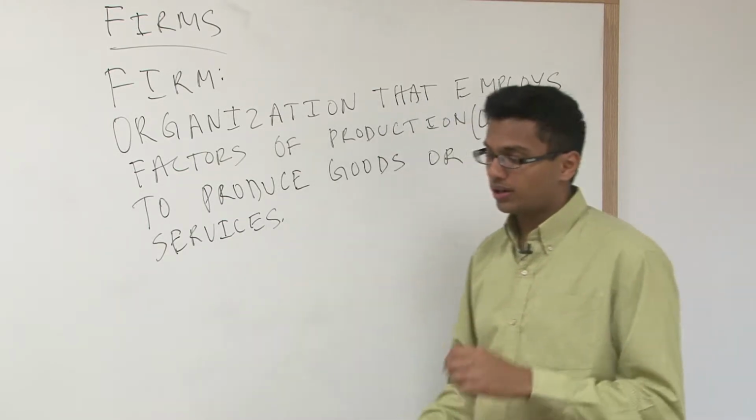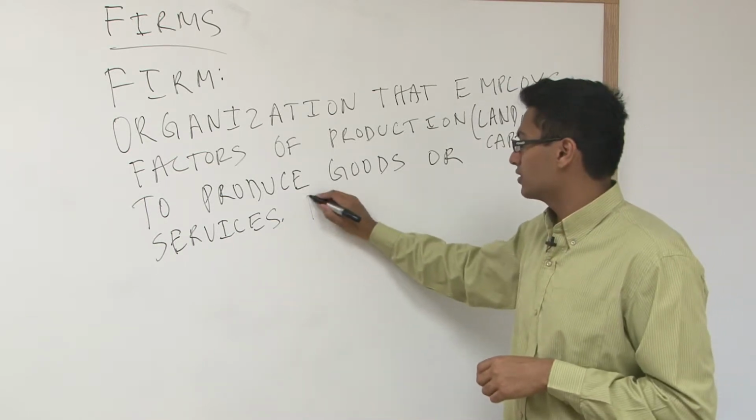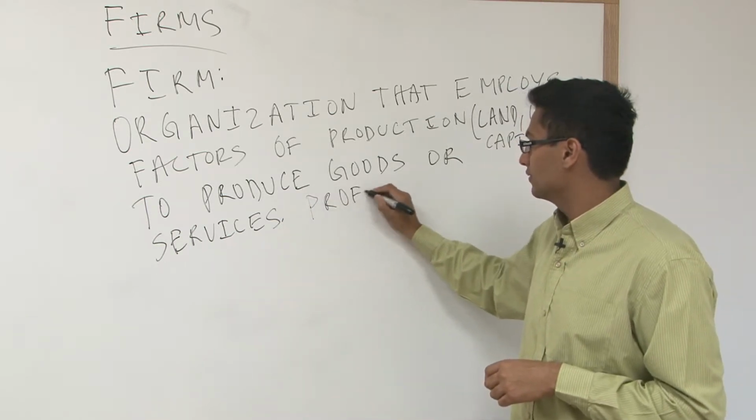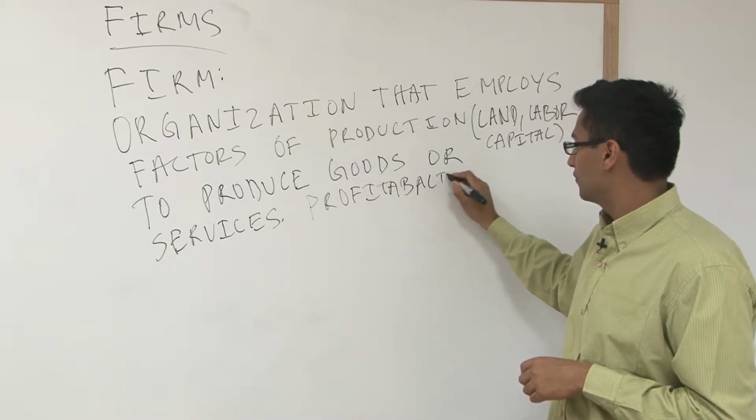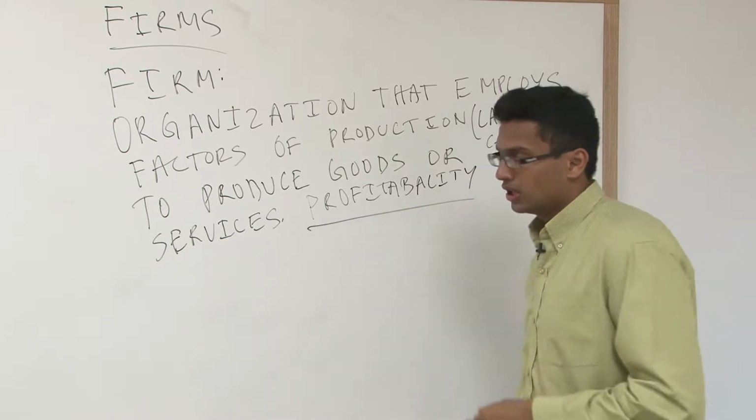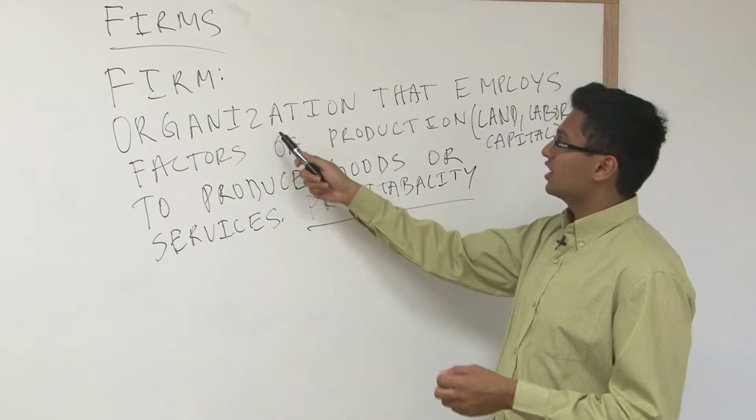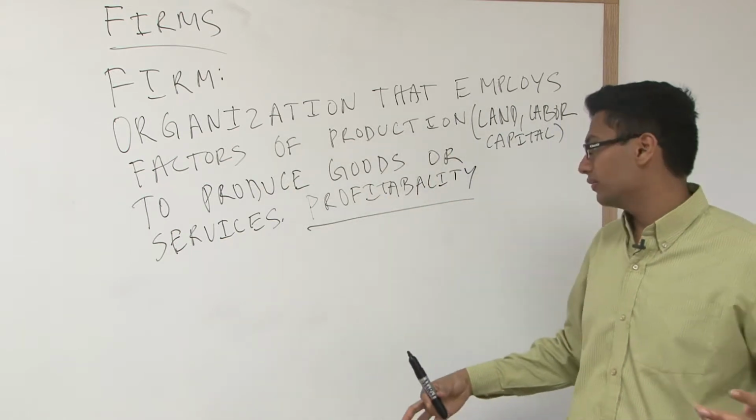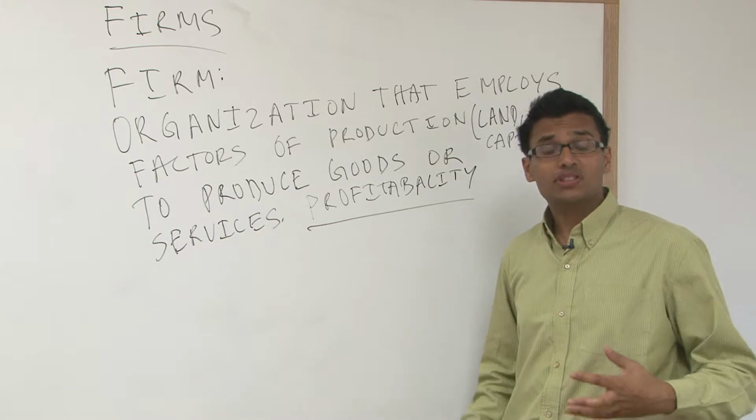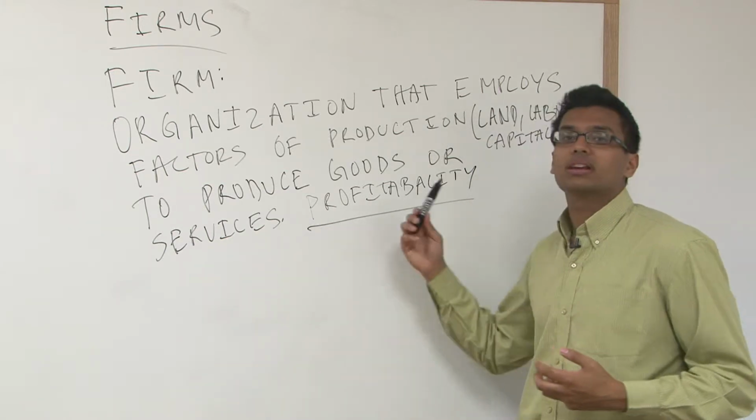And then the other part is that it hopes to have a profitable sell. So the other part discusses profitability. Because you have to remember that a firm, which is an organization, and we discussed this, employs factors of production, land, labor, and capital, to produce a good and service. They're producing this, typically speaking, to have profitability, okay?